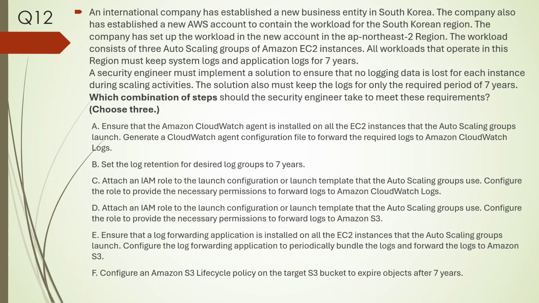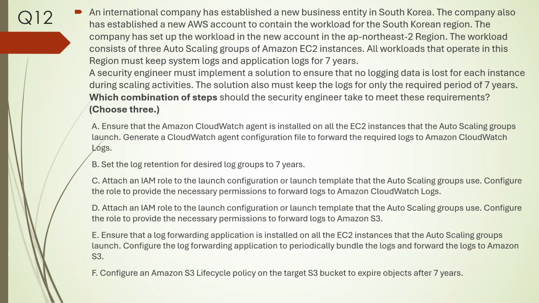Letter A, ensure that the CloudWatch agent is installed in EC2 instances that the auto-scaling group launches. Generate a CloudWatch agent configuration file to forward the required logs to Amazon CloudWatch Logs. Set the log retention for the desired log group to 7 years. Letter B, attach an IAM role to the launch configuration or launch template that the auto-scaling group uses, and configure the role to provide necessary permissions. Letter C, attach an IAM role to the launch configuration or launch template that the auto-scaling group uses. Configure the role to provide the necessary permission to forward logs to Amazon S3.